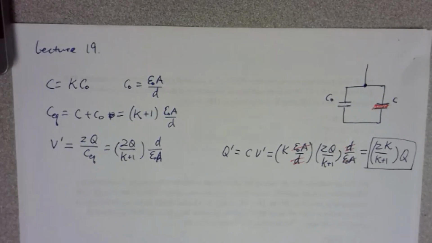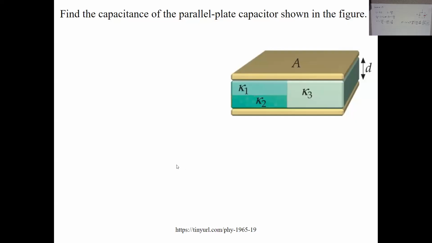Okay, so then the next one says find the capacitance of the parallel plate capacitor shown here. So this guy, the area, 2 plates, and then there's a combination of dielectrics or insulators. Okay, so kappa 1 and then kappa 2.